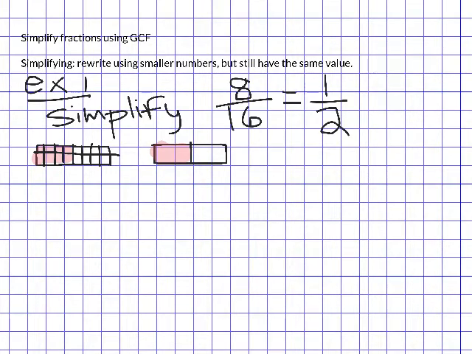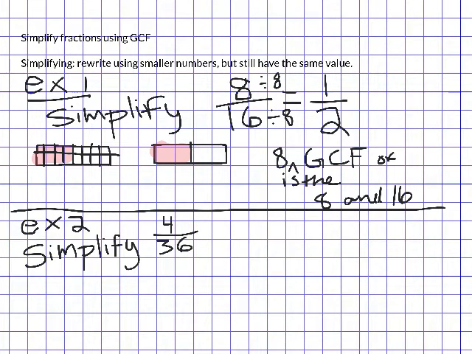And the way we know that is that 8 is the GCF. 8 is a factor that goes into both 8 and 16. I'm saying 8 is the GCF of 8 and 16. And so if I were to divide both the 8 and the 16 by 8, 8 divided by 8 would give me 1, and 16 divided by 8 would give me 2.